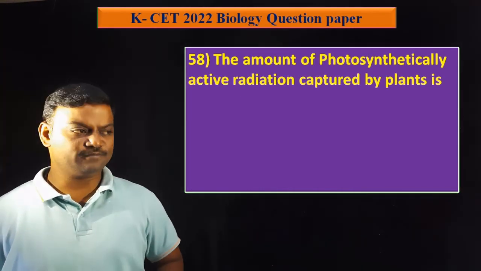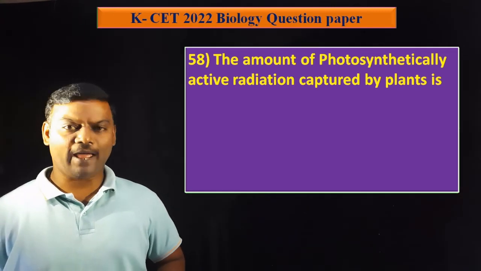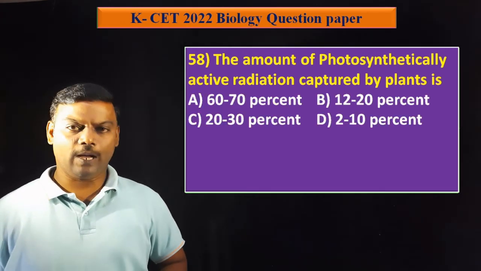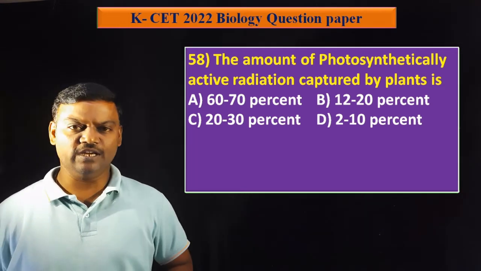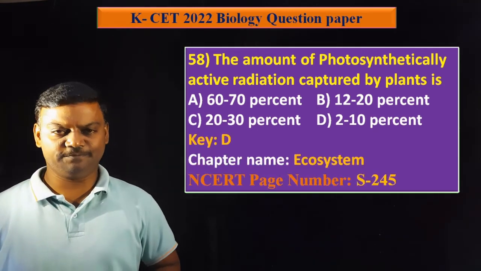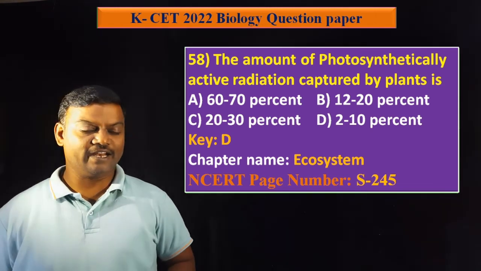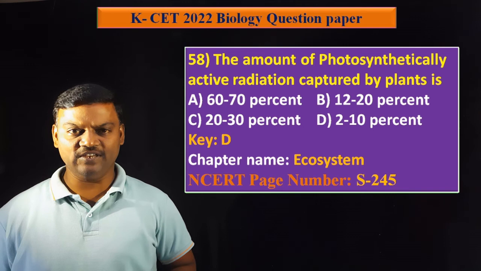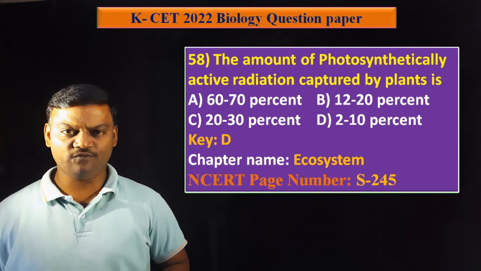Question number 58. The amount of photosynthetically active radiation captured by plants is: option A, 60 to 70%; option B, 12 to 20%; option C, 20 to 30%; option D, 2 to 10%. The correct answer is option D. In an ecosystem, plants act as producers and can capture nearly 2 to 10% of photosynthetically active radiation. It is a question from Ecosystem, NCERT page number 245.